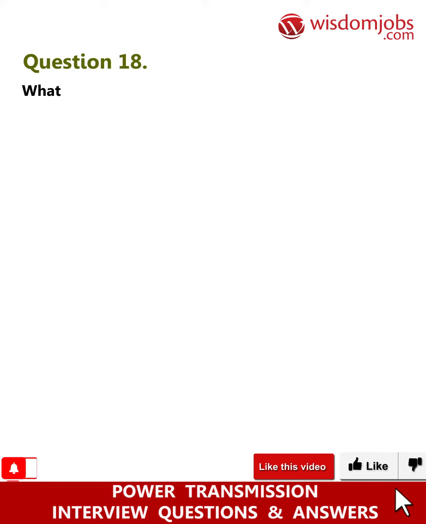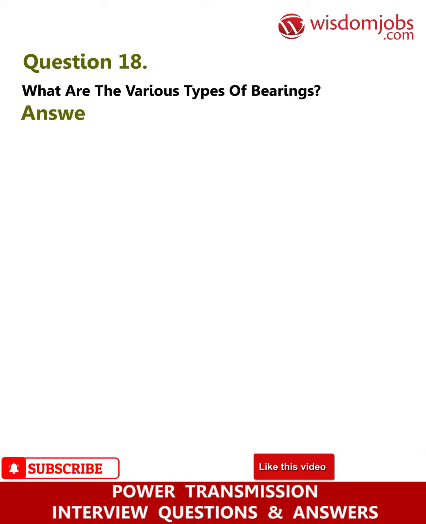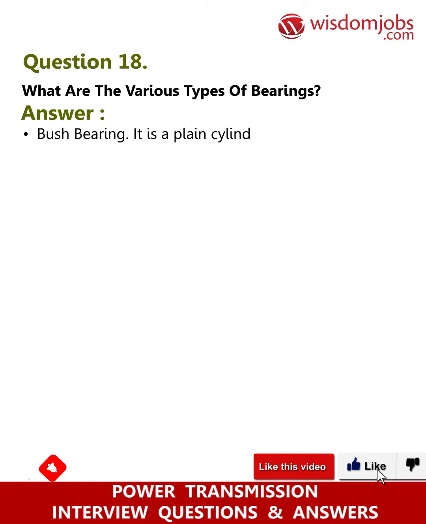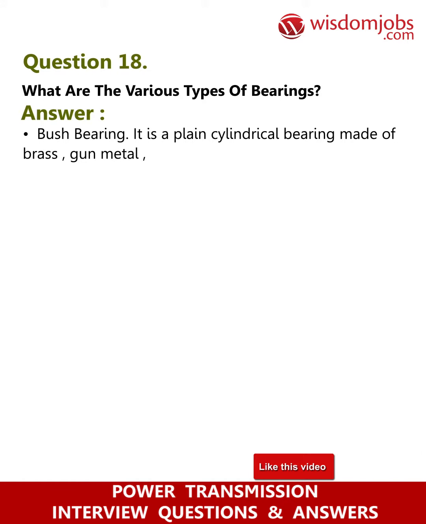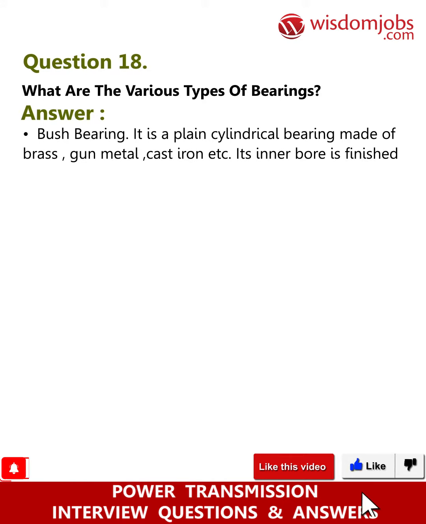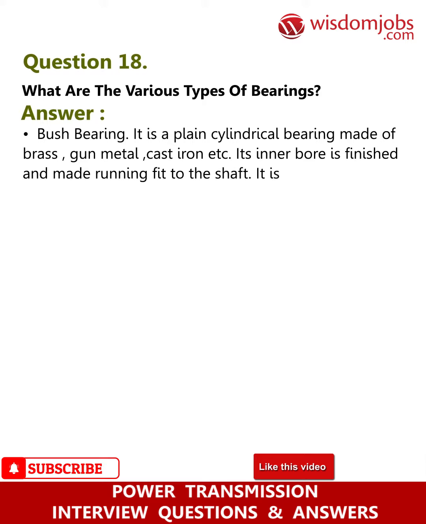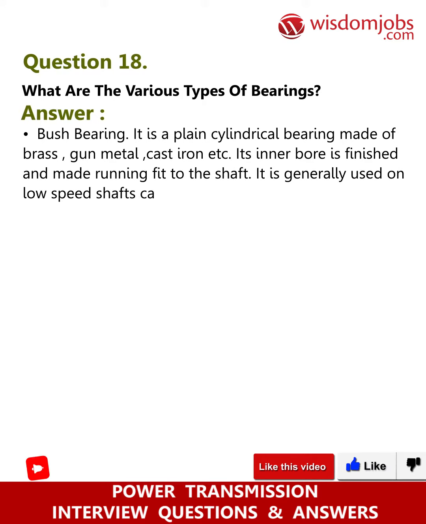Question 18. What are the various types of bearings? Answer. Bush bearing. It is a plain cylindrical bearing made of brass, gunmetal, cast iron, etc. Its inner bore is finished and made running fit to the shaft. It is generally used on low-speed shafts carrying light load.